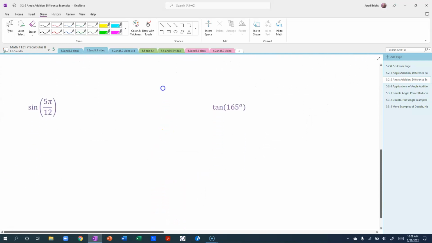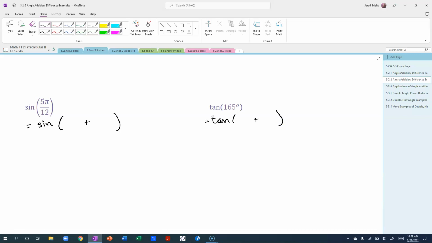Okay, two more examples, sine of 5 pi over 12 and then tangent of 165 degrees. Okay, so I want you to pause the video and try these. So for each of these, try and recognize these as sine of something plus something, or you could do minus. And similarly here, say this is tangent of something plus something, and try and work it out.